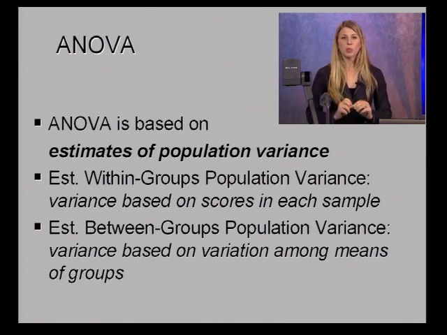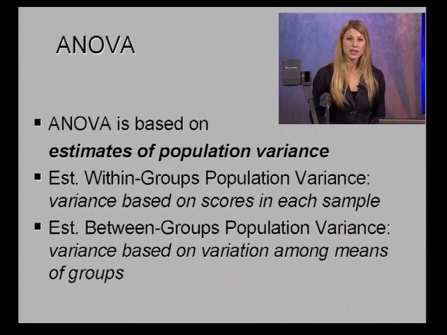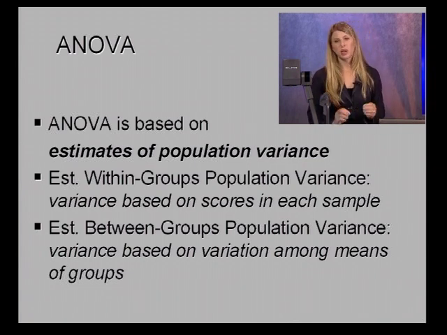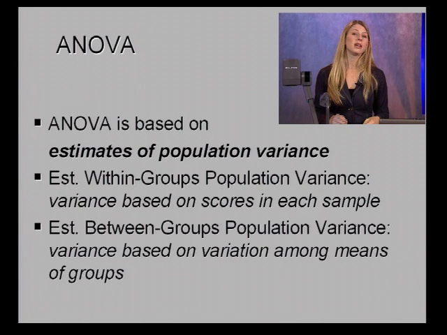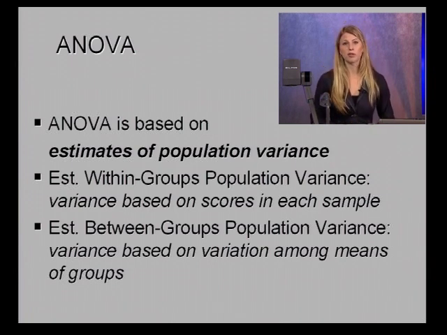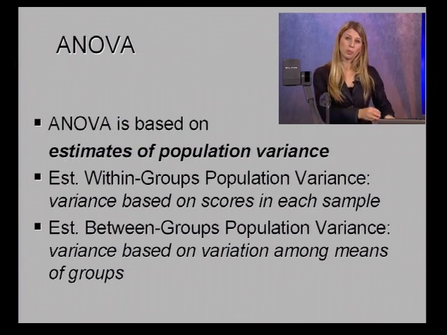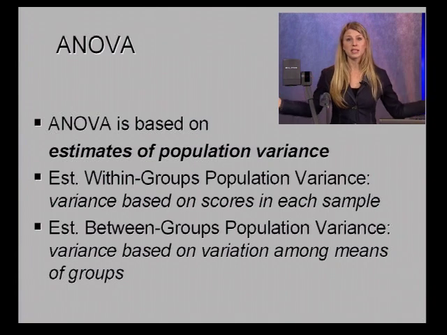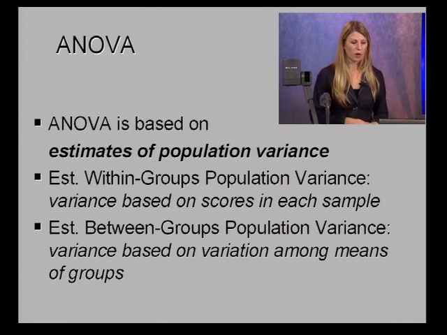So you estimate the within group variance, and then you have to estimate the between group variance. So there are two different variances we do here: the within each group variance, which is how far each score varies from the mean of its own group for each of the individual groups, and then the between group variance, which is how far all of the means vary from the grand mean, the overall mean.